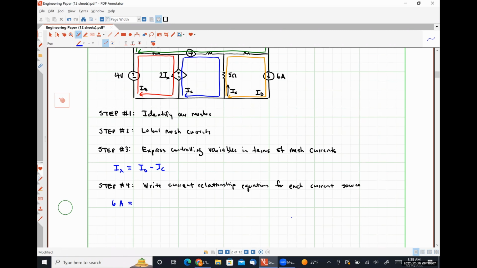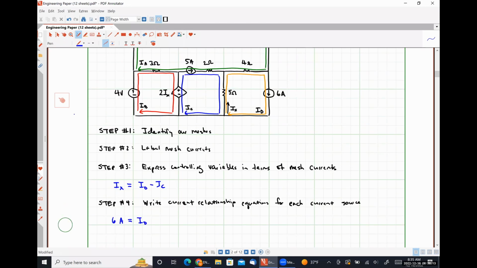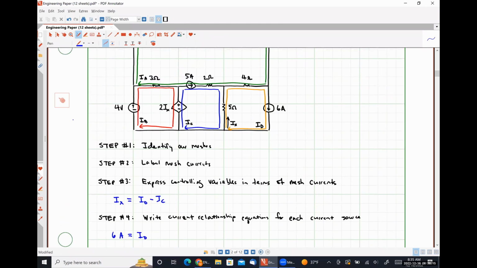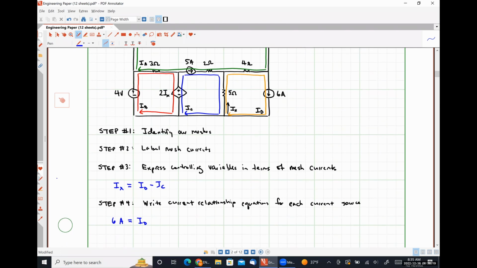You're absolutely correct. So Kevin has also observed something interesting here. Anytime we have a current source on the edge of the circuit or at the perimeter of the circuit, we are effectively just told what that mesh current is, right? There can't be any current in opposition to ID or any mesh current in opposition to ID. So we just have a simple relationship that ID is equal to 6 amps.